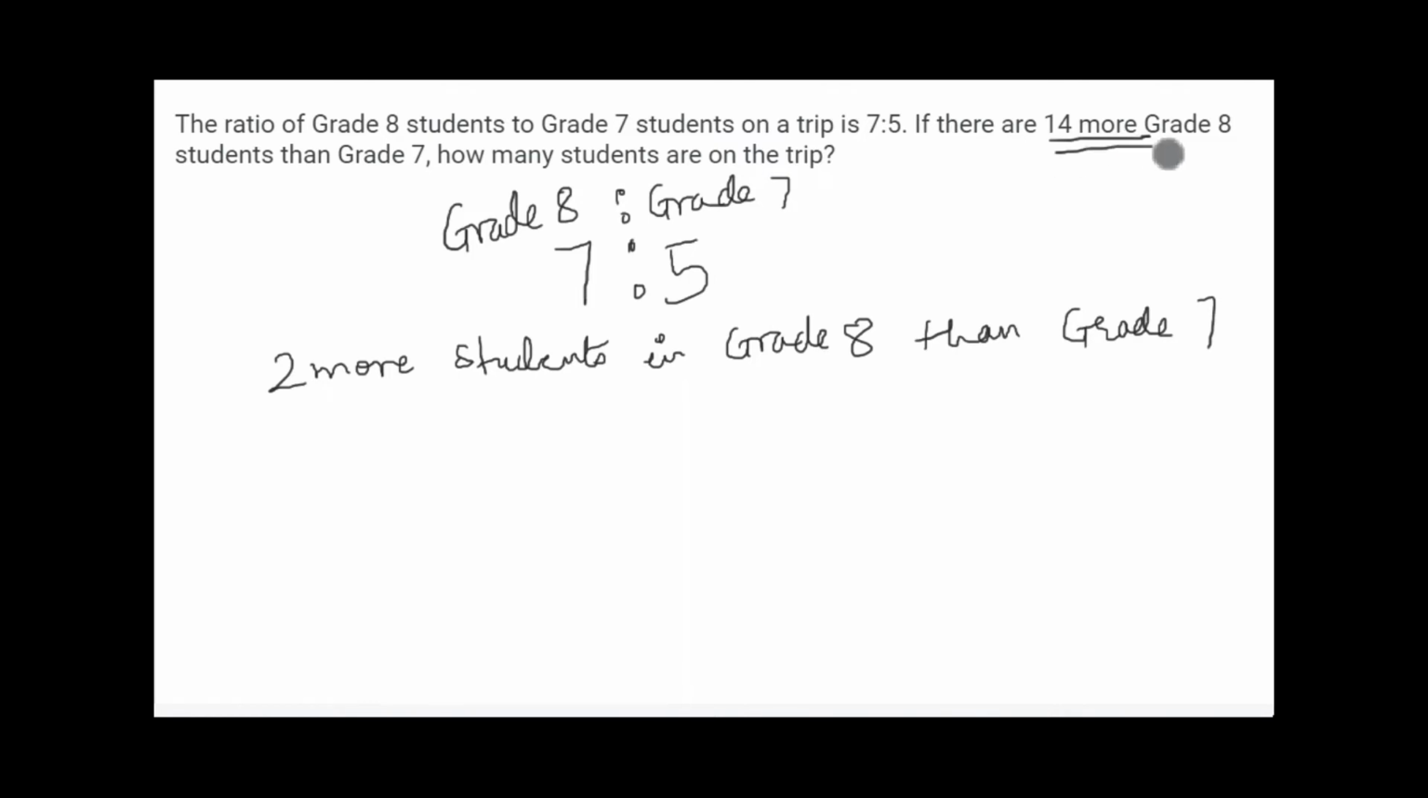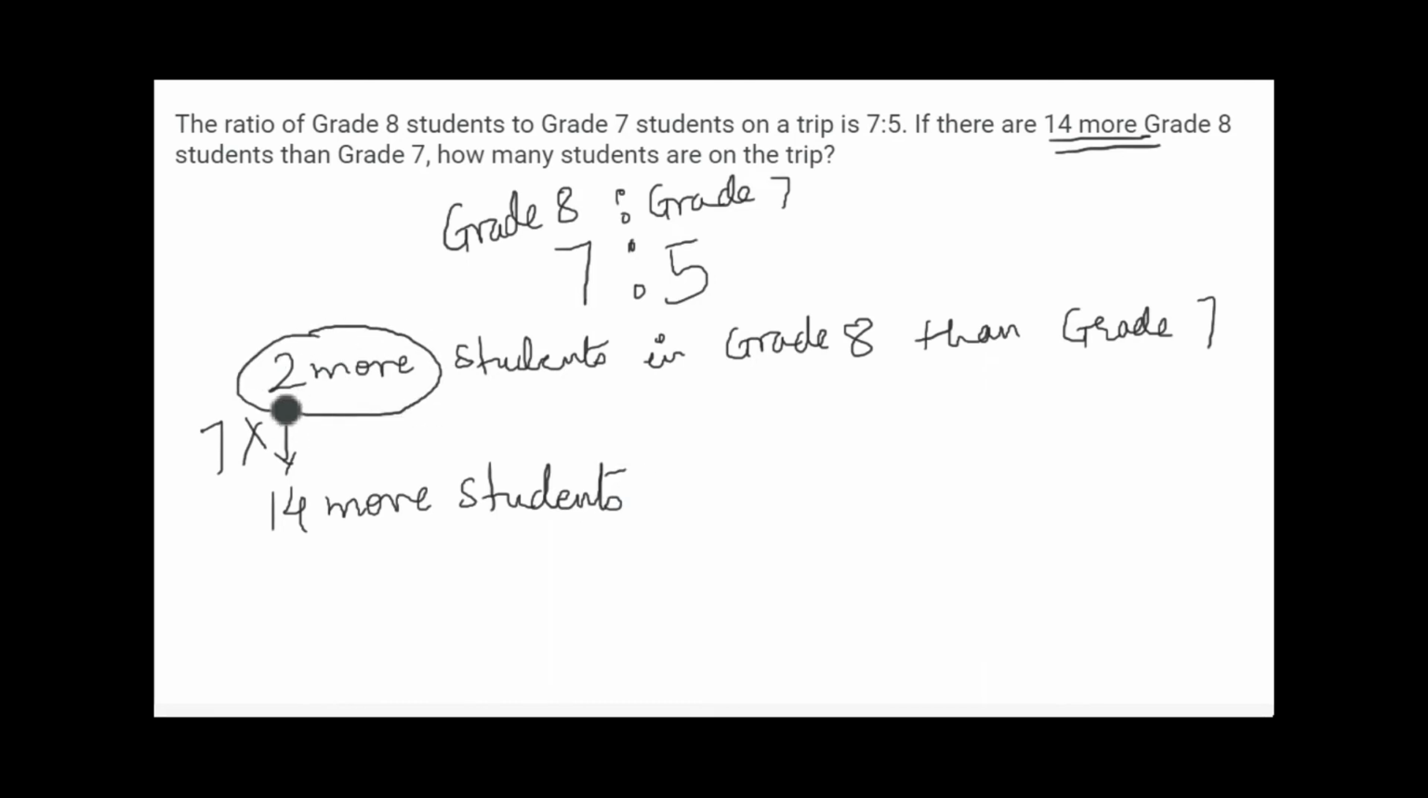Now we need 14 more students in grade 8 than grade 7. So if there are 2 more students right now, and we need 14 more students, that means we need to multiply this 2 with 7. That will give us 14 more students. So if we are multiplying these extra students by 7, that means the ratio also we will multiply by 7.